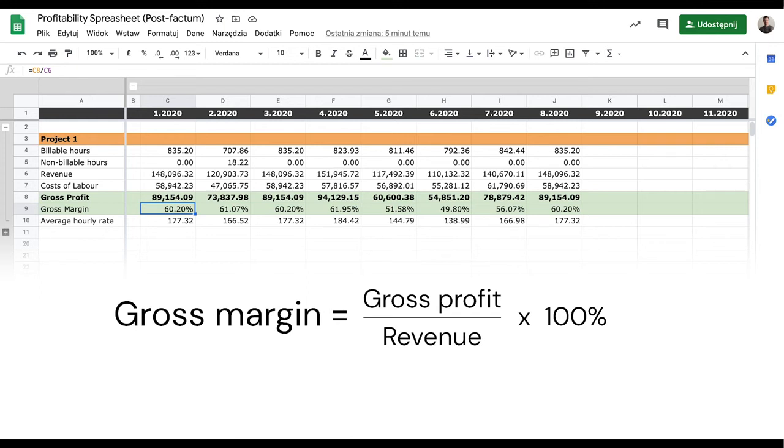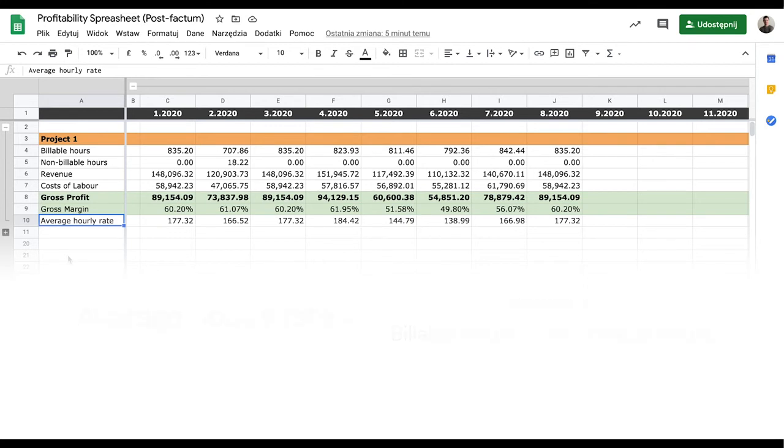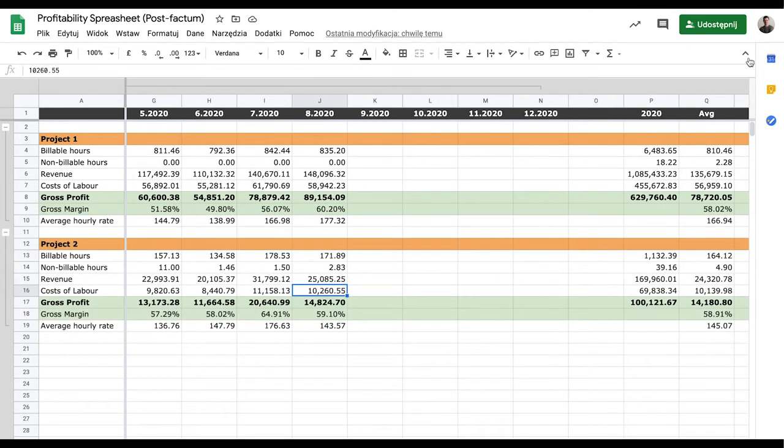What's interesting is that we can calculate many more interesting metrics, for example, the average hourly rate. To get to this metric, I take the revenue and I divide the revenue by the total number of hours spent on the project, both billable and unbillable, to get to know what's the real value of the hourly rate in a given month. We've also got here the yearly totals, so our performance from the beginning of the year up to this point, and some averages as well.